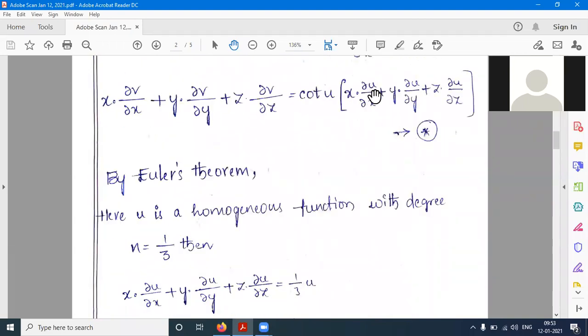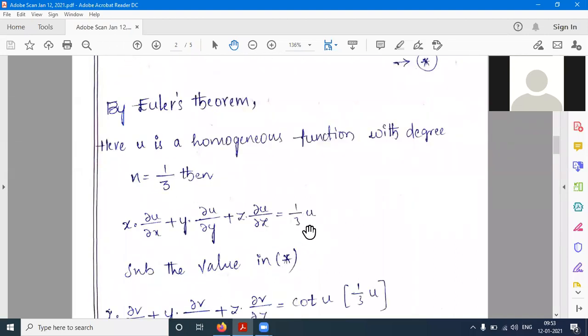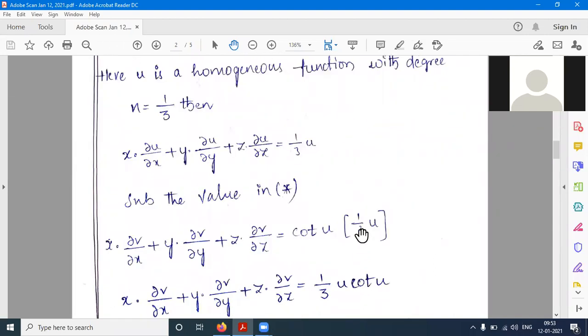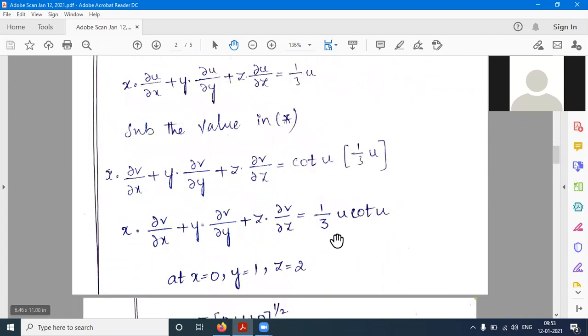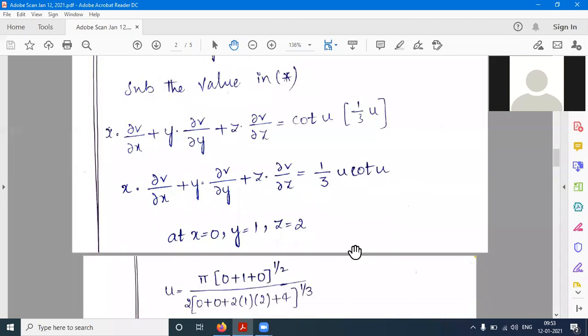So x ∂v/∂x plus y ∂v/∂y plus z ∂v/∂z is equal to what? 1/3 into u. So totally what happened? It is x ∂v/∂x plus y ∂v/∂y plus z ∂v/∂z is equal to 1/3 into u into cot u.